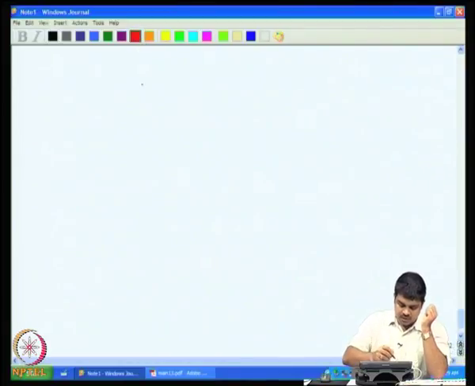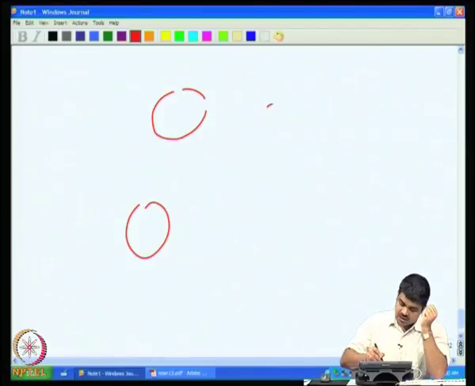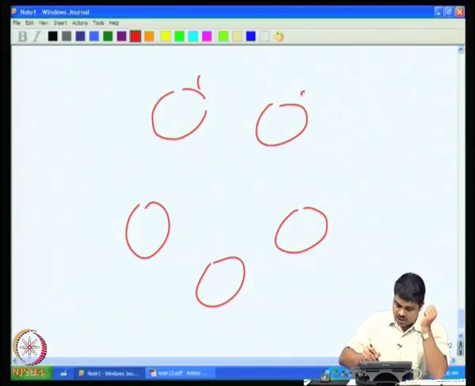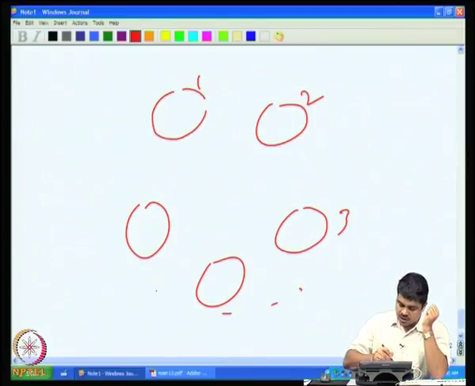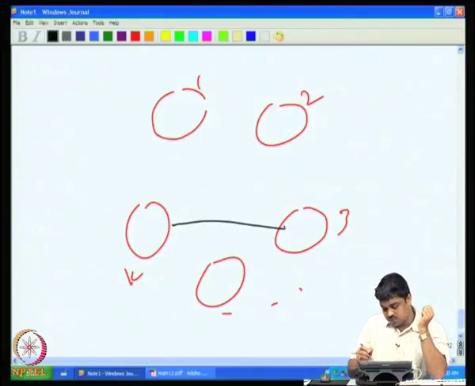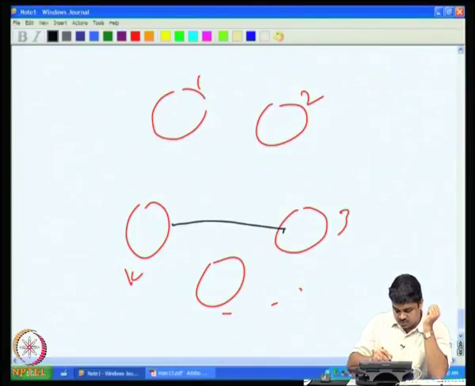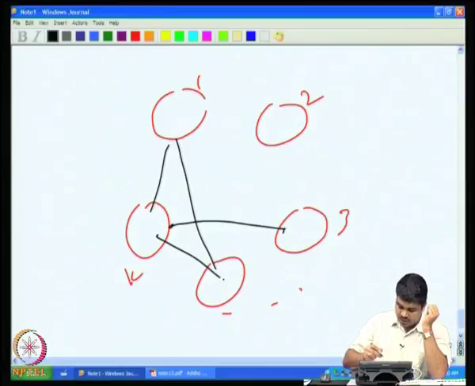Because if you consider the color classes, these are independent sets, right? There are k colors, so there are k color classes: the first color class, the second color class, and so on. Between any two color classes i and j, there should be at least one edge. Why is it so? Suppose this edge was not there. There should be at least one edge between any two color classes, at least one, maybe more.